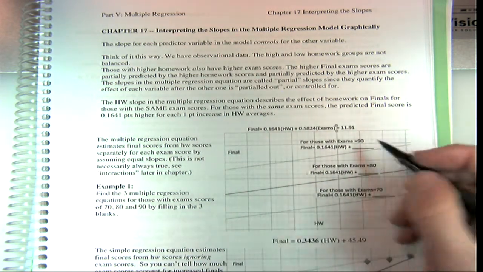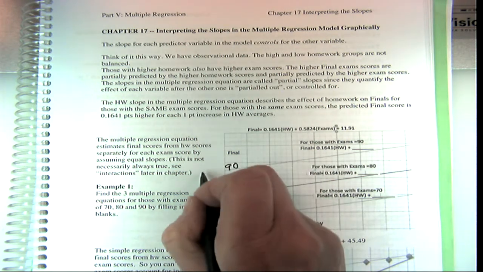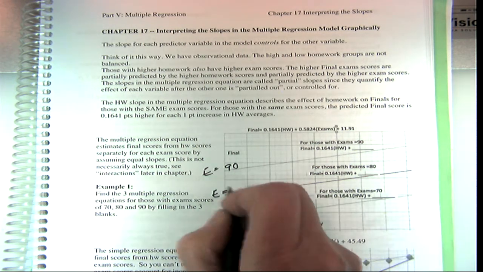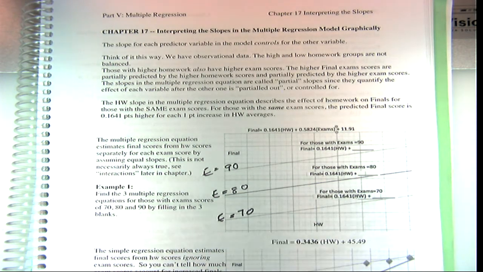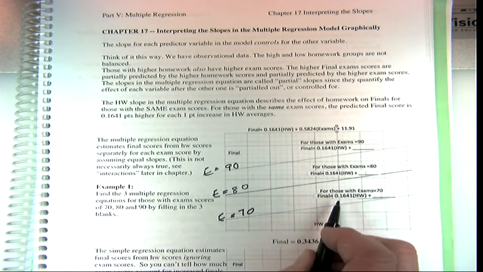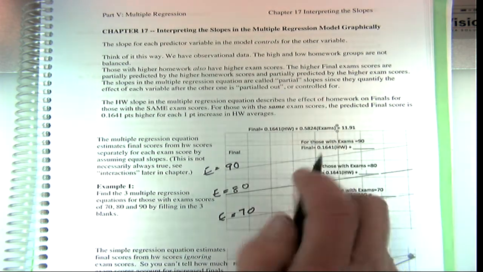So for example, you have these three lines here. This is for people who have exams equal to 90. This is people who have exams equal to 80. And this is people who have exams equal to 70. What I'm saying is this gradual slope of 0.1641 is the same for each one of these.